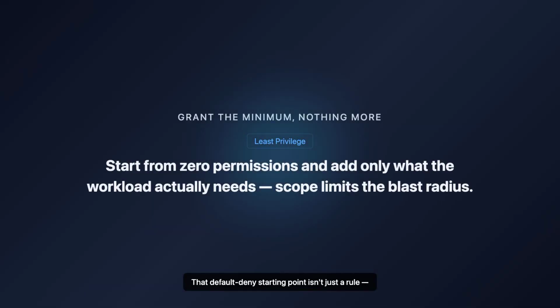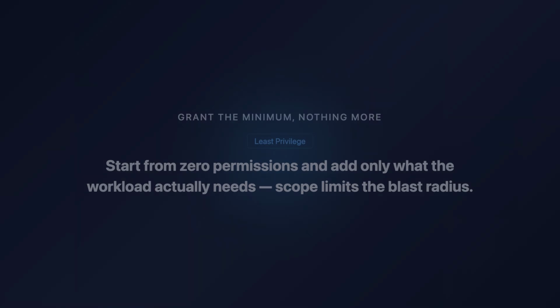That default deny starting point isn't just a rule, it's a design principle you should lean into. Least privilege means you begin from 0 permissions and add only what the workload genuinely needs. Nothing more. Why bother being that strict? Because scope limits the blast radius. If something does get compromised, tight permissions are the difference between a small incident and a catastrophe. And there's a famous case that shows exactly what happens when you skip this.